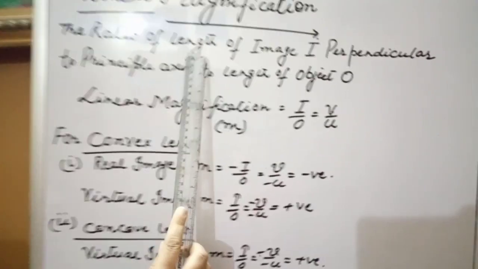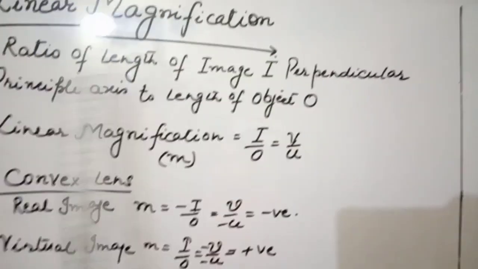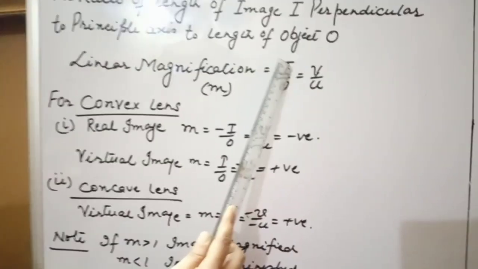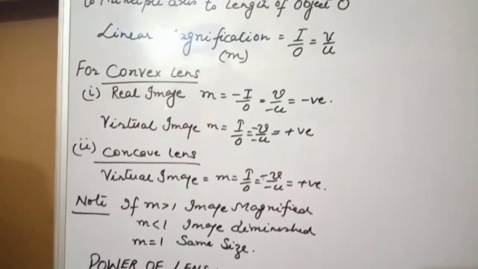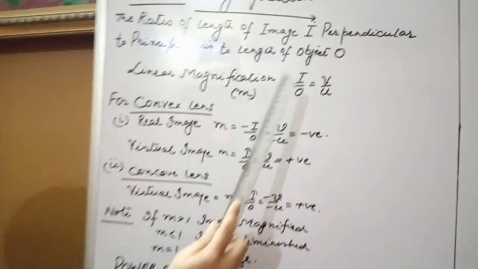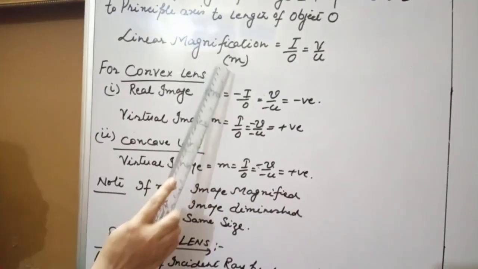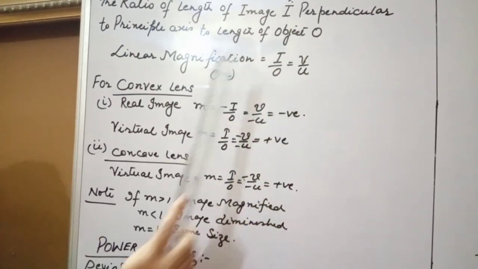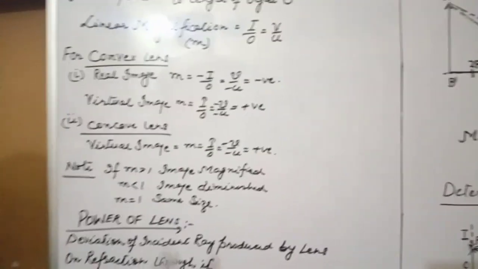So what is linear magnification? It is the ratio of the length of the image perpendicular to the principal axis to the length of the object. As simple as that, it is the ratio of the size of image upon size of object. Symbol is small m. And the second way to find the linear magnification is v upon u, where v is the distance of the image from the lens, and u is the distance of the object from the lens.